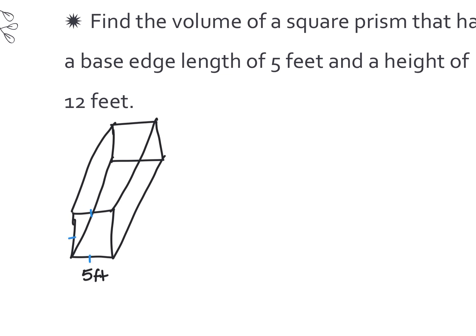Okay, keep in mind it's a square, so all of these sides are going to be 5 feet. And then it told me a height of 12 feet. They want me to find the volume. I know the formula, volume of a rectangular prism or a square prism is my base area times my height. And my base area, to find the area of a base for a square or a rectangle, is length times width, and then I have my height left over.